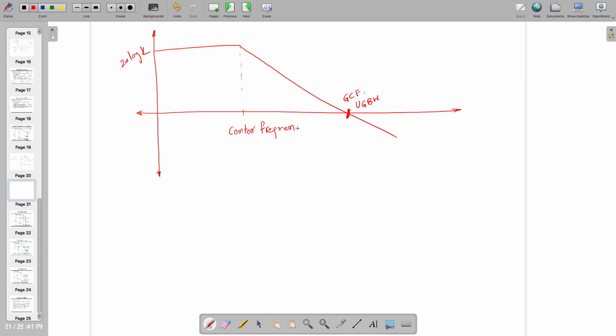Some people call it 3 dB center frequency, or sometimes they call it 3 dB bandwidth. All are synonyms. And this is also known as unity gain bandwidth. So this is with respect to omega. Now when I'm drawing the phase plot, you can draw it here also if you like.